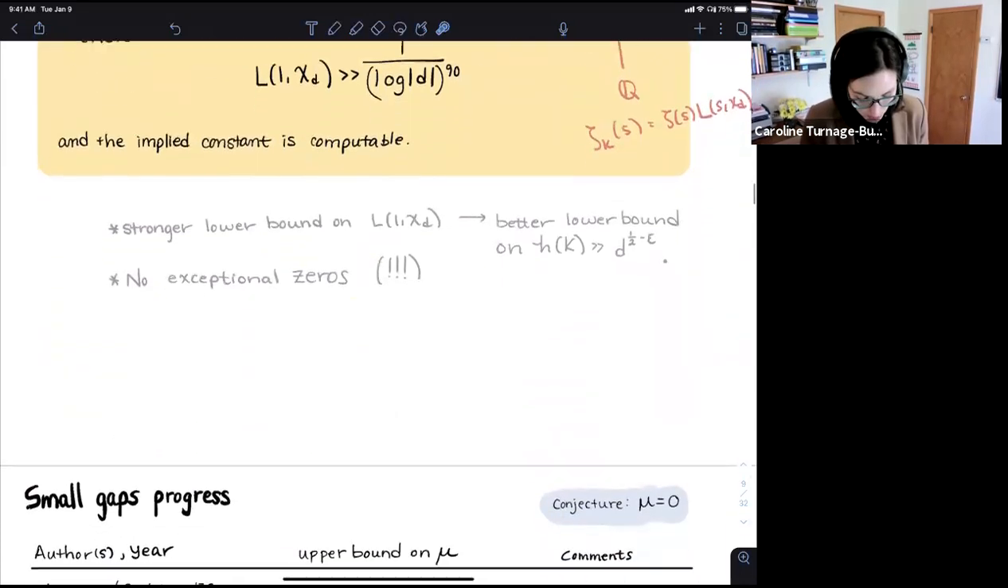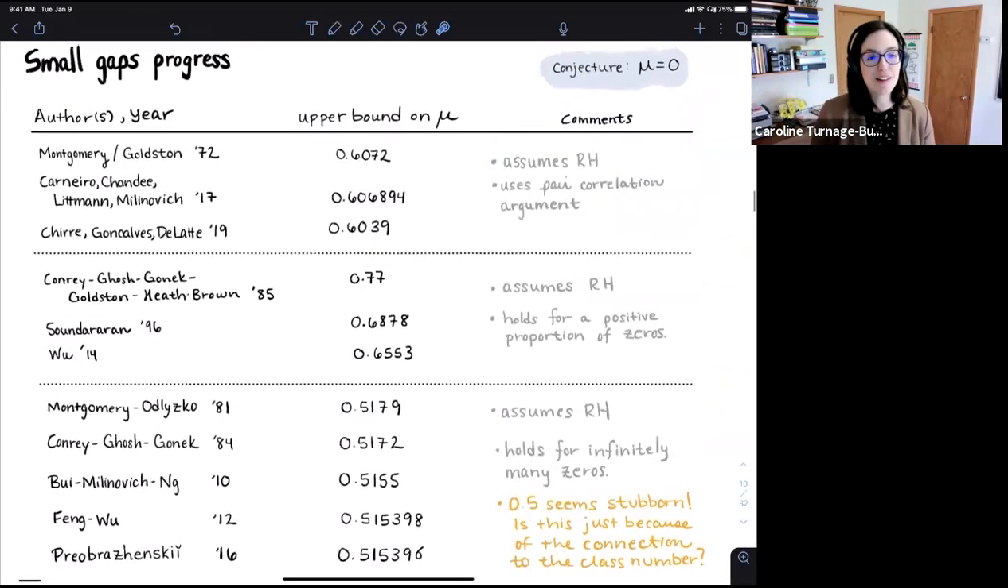Okay, so when we look back at this list, this small gaps progress, now we have an idea of what's really driving these type of numerical results. And here, the half really seems stubborn. You might say it's just because of the connection to the class number, but it's actually not completely clear if that's what's going on. So I'd like to tell you a little bit about this method to show you its limitations.